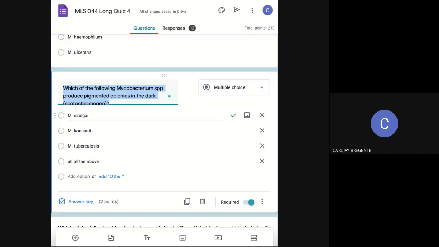kansasii is a photochromogen, producing pigment after exposure to light, while M. tuberculosis does not produce pigmentation in the dark or after exposure to light. So, M. szulgai is the closest answer for this question.